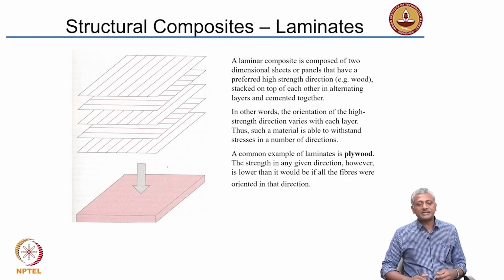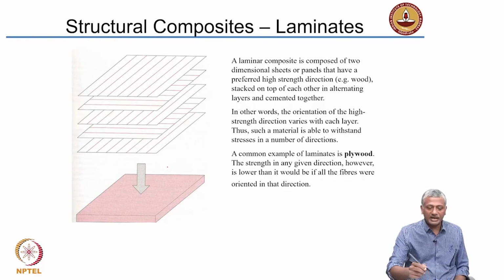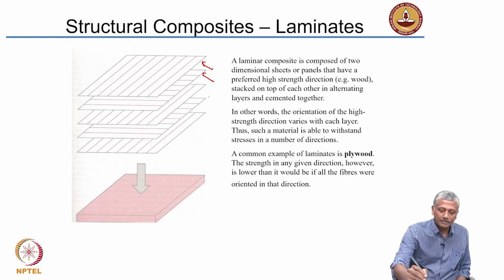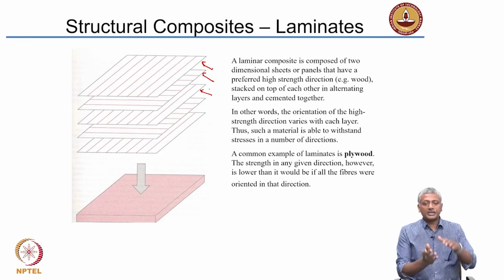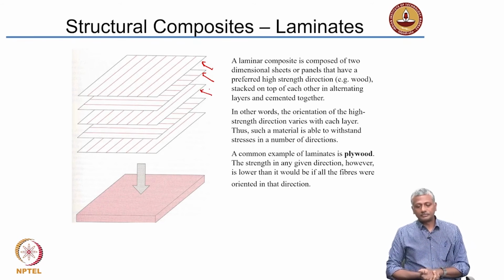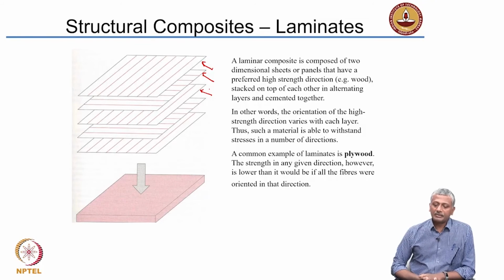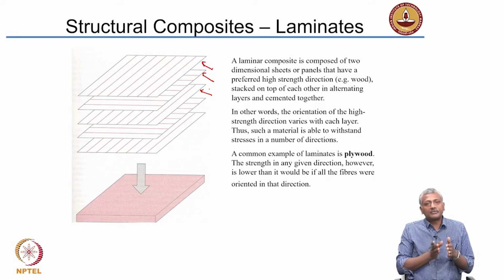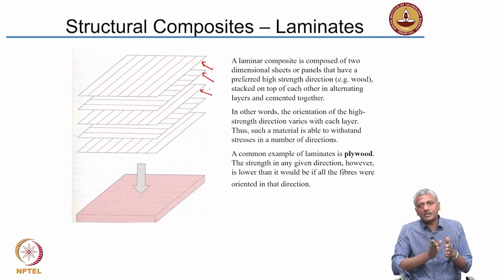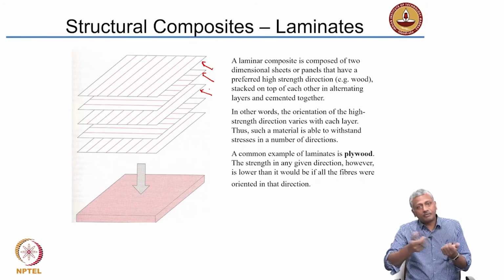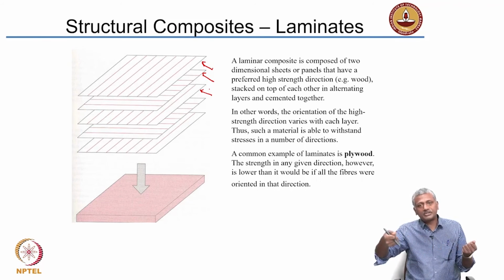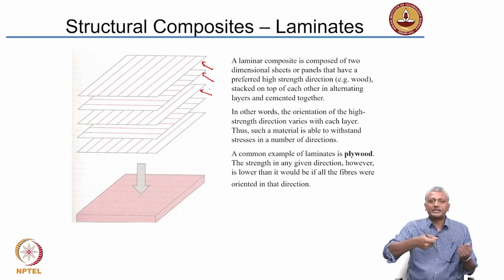So one of the common ones, as I said, is a laminate. So here you have fibers oriented in orthogonal directions which are stuck together with a glue. So that is a laminate basically, which is composed of two-dimensional sheets or panels which have preferred high strength directions. So in whichever direction the grains are oriented or fibers are oriented, for example wood, right, in whichever direction the grains are oriented, it will have a very high strength.